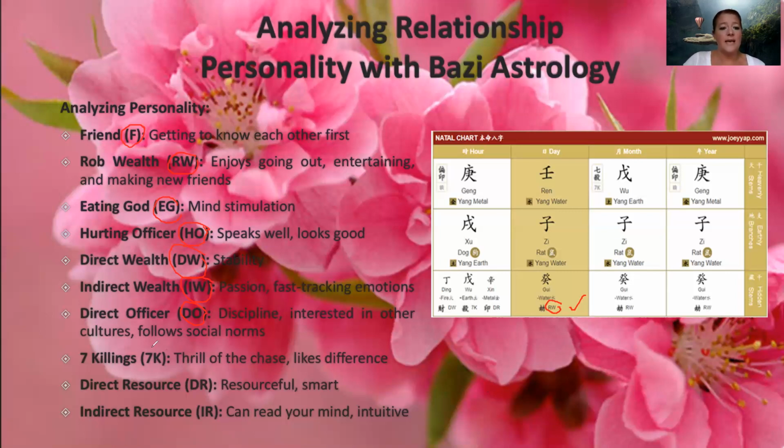Then we've got 7K. 7K is the abbreviation for 7 Killings. So they like things to be different. If you are dating someone that has 7 Killings in the hidden stems, they like the excitement. They like the thrill of the chase. Don't play the long game with them. Not too long anyway.